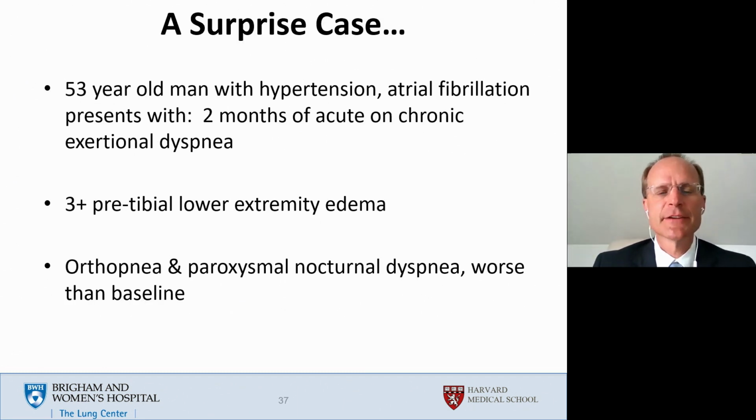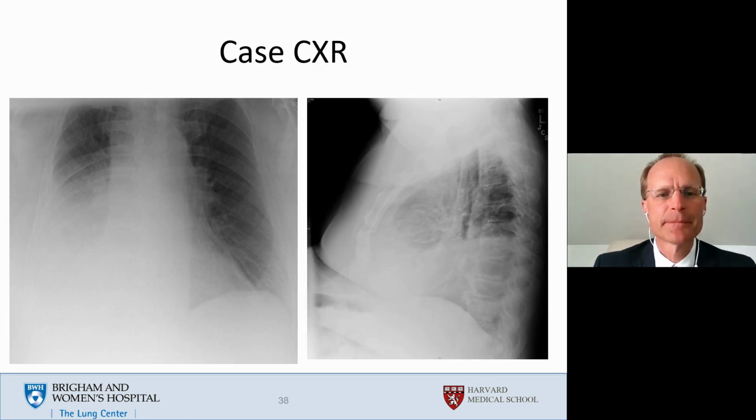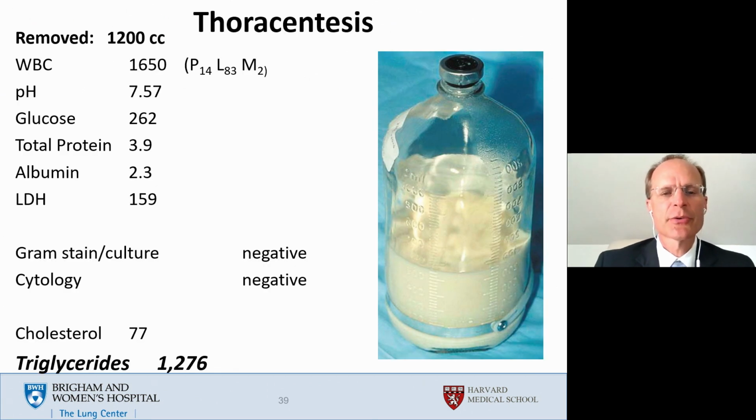This next case is a 53-year-old man with hypertension, atrial fibrillation, 2 months of acute on chronic exertional dyspnea and pretibial edema. He has orthopnea and paroxysmal nocturnal dyspnea, seemingly heart failure with a large right-sided pleural effusion. Well, a thoracentesis revealed a very milky lipemic fluid with triglycerides over 1,200.